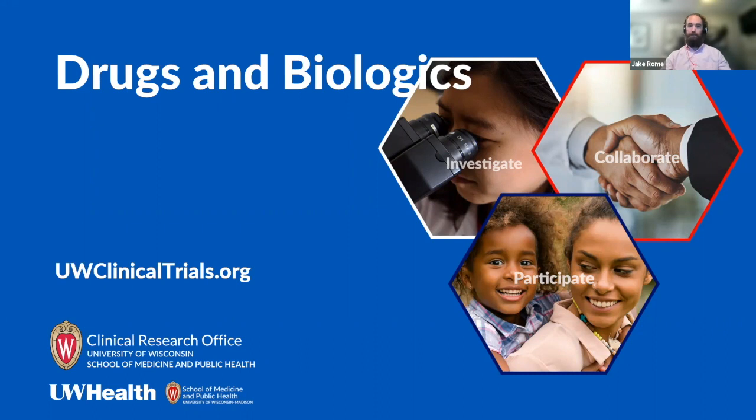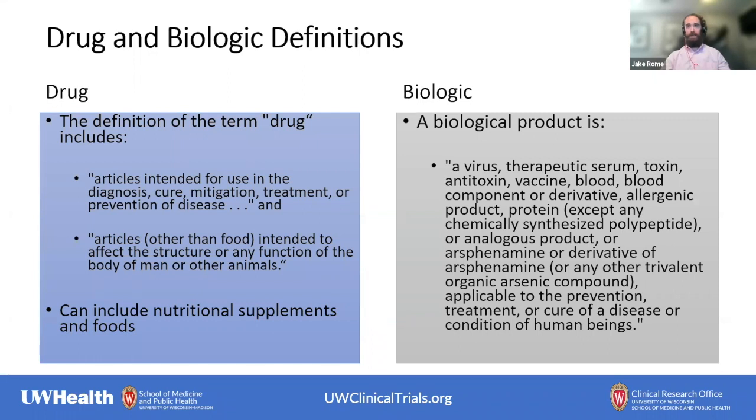So beginning with drugs and biologics, it probably helps to start with a definition. The definition of a drug is very broad, and that's any article intended for use in the diagnosis, cure, mitigation, treatment, or prevention of disease, and any articles intended to affect the structure or function of the body. So again, very broad. Pretty much anything that you can think of could potentially be a drug, depending on how you're intending to use it or how it interacts with the human body generally.